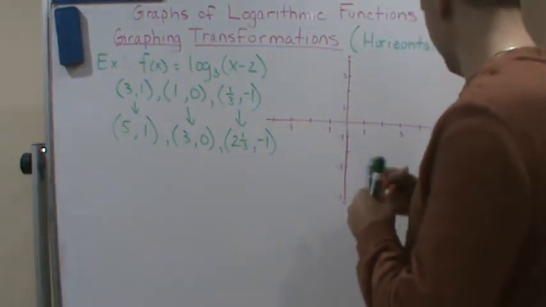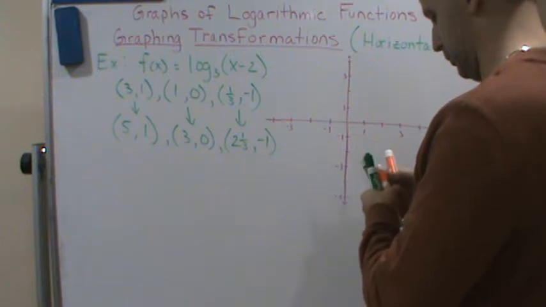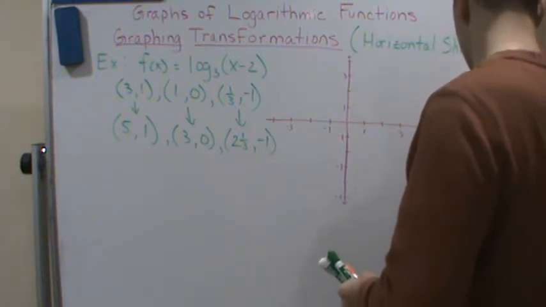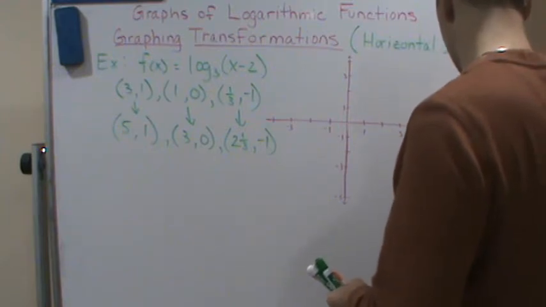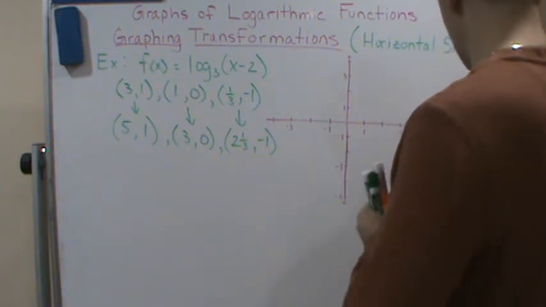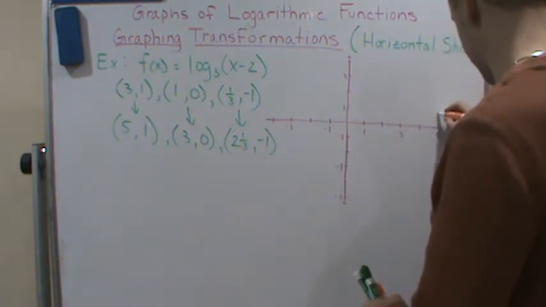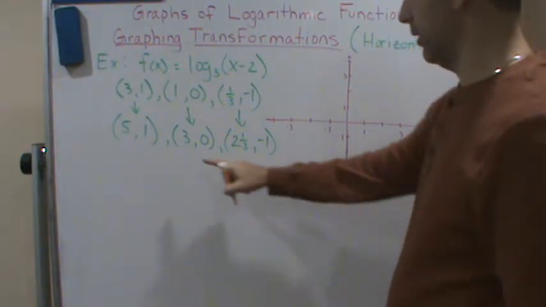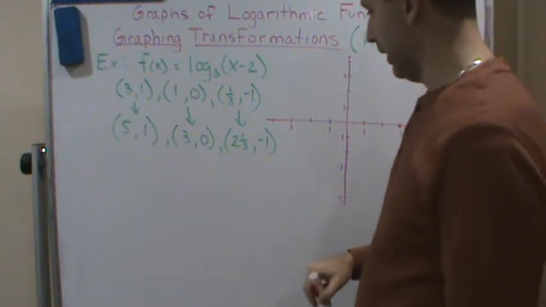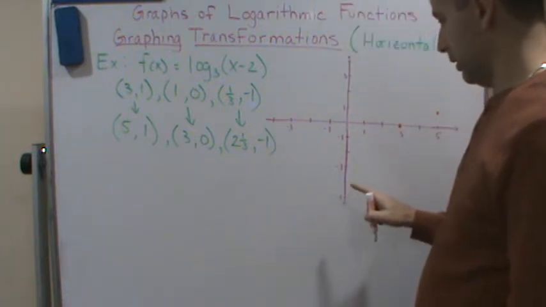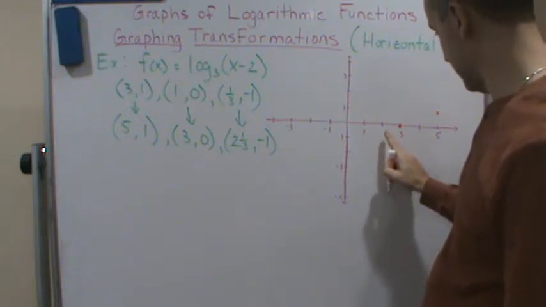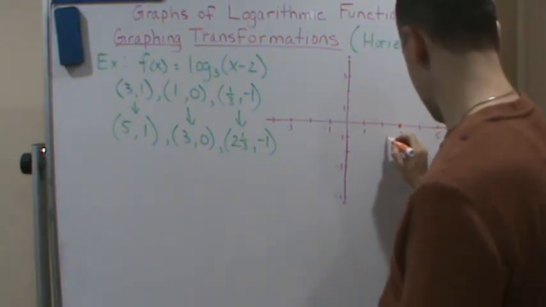So 5 comma 1. Let me extend this. So 5 comma 1 is going to be right about there. And then 3 comma 0 is right here. And 2 1/3 is going to be right about there, and negative 1. So we're right about there.